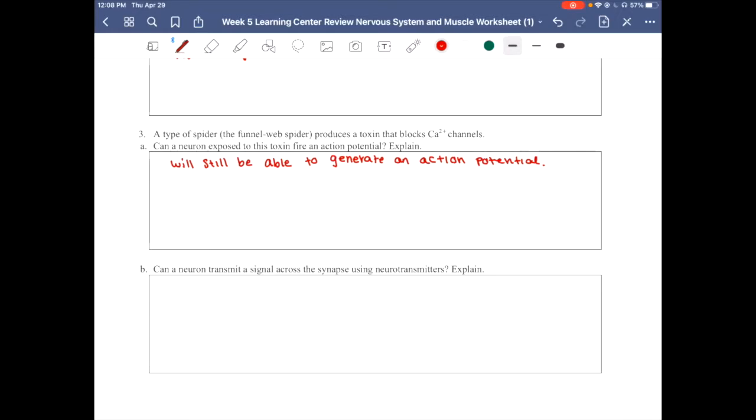So for this one, we're going to need an influx of calcium in order for our vesicles to fuse with the membrane. So if the calcium channels are blocked, no neurotransmitters are going to be released into the synapse. So no signal will be transmitted across the synapse. So we'll still have an action potential, but it just won't be able to go from one neuron to the other or across the synapse.